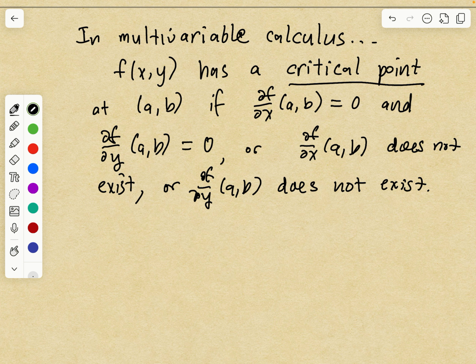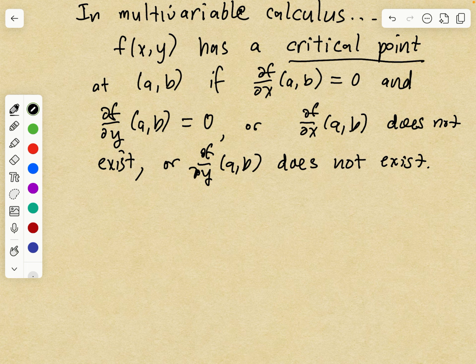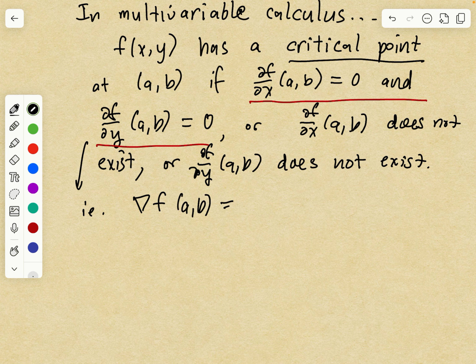But technically, yeah, you could have a situation where the partial derivative doesn't exist. I think it's just that in all the examples, we will not have to worry about that. Okay. So really, the main thing is that the partial derivatives are both 0. Well, that's when the gradient is the 0 vector, right? So when this happens, i.e. the gradient of f at (a, b) is the 0 vector, (0, 0).